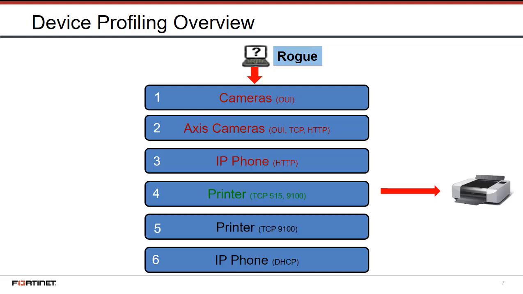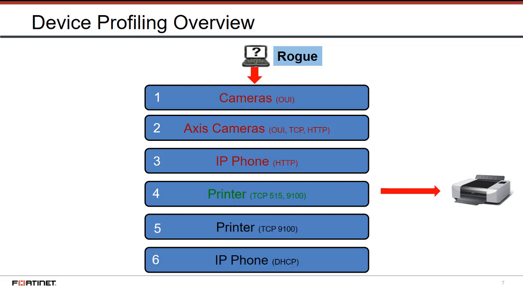So in this example, it's going to check, does it match the camera rule? No. Does it match the access cameras rule? No. IP phone rule? No. Does it match the printer rule? Yes. So because it matched the printer rule, that rogue is then classified as a printer.